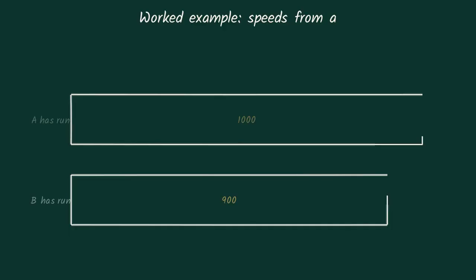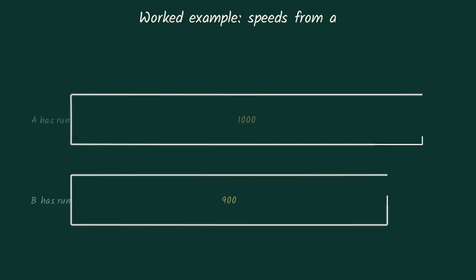In a 1,000-meter race, A beats B by 100 meters. A finishes in 100 seconds. Find the speeds of A and B. When A has run 1,000 meters, B has run 900. Shared time is 100 seconds.